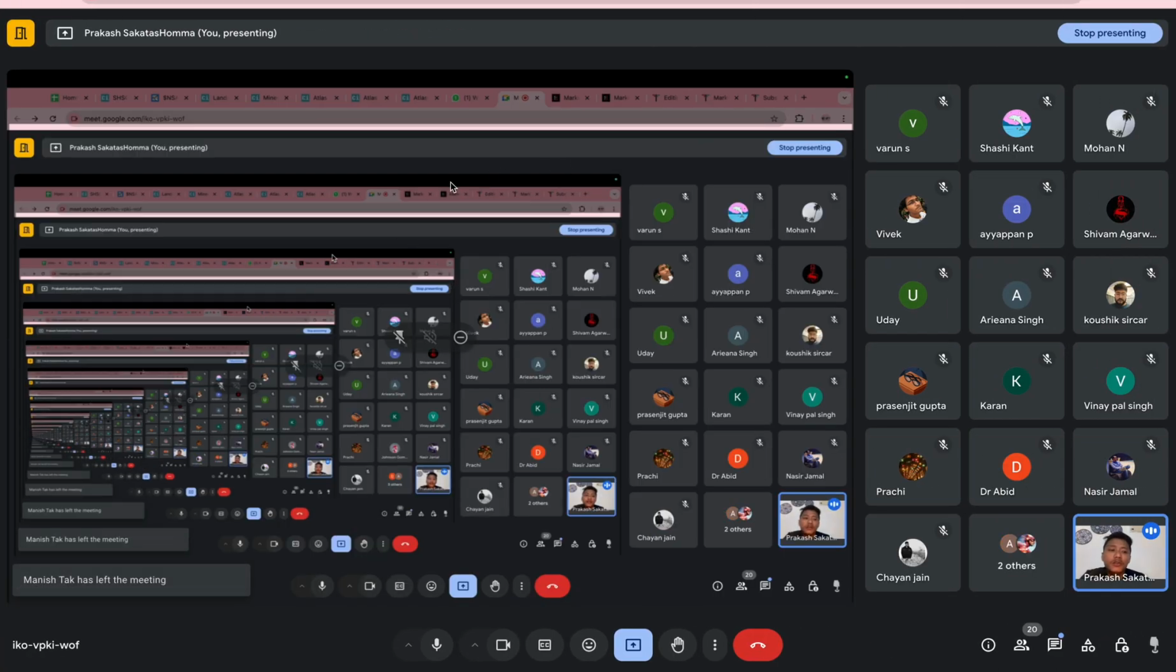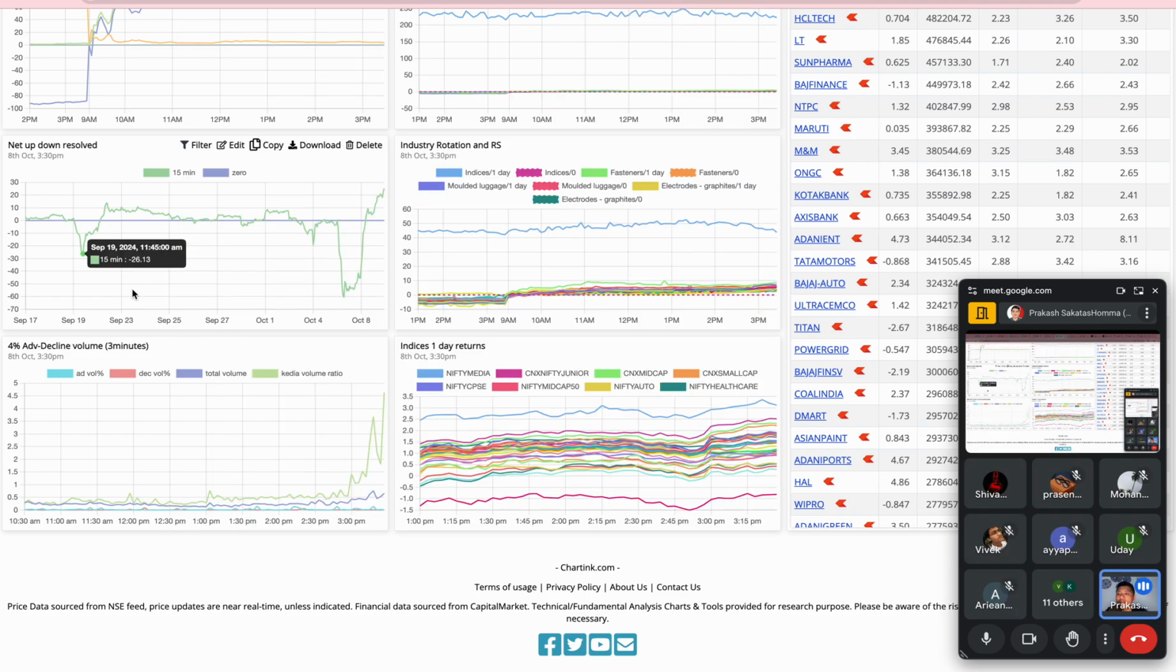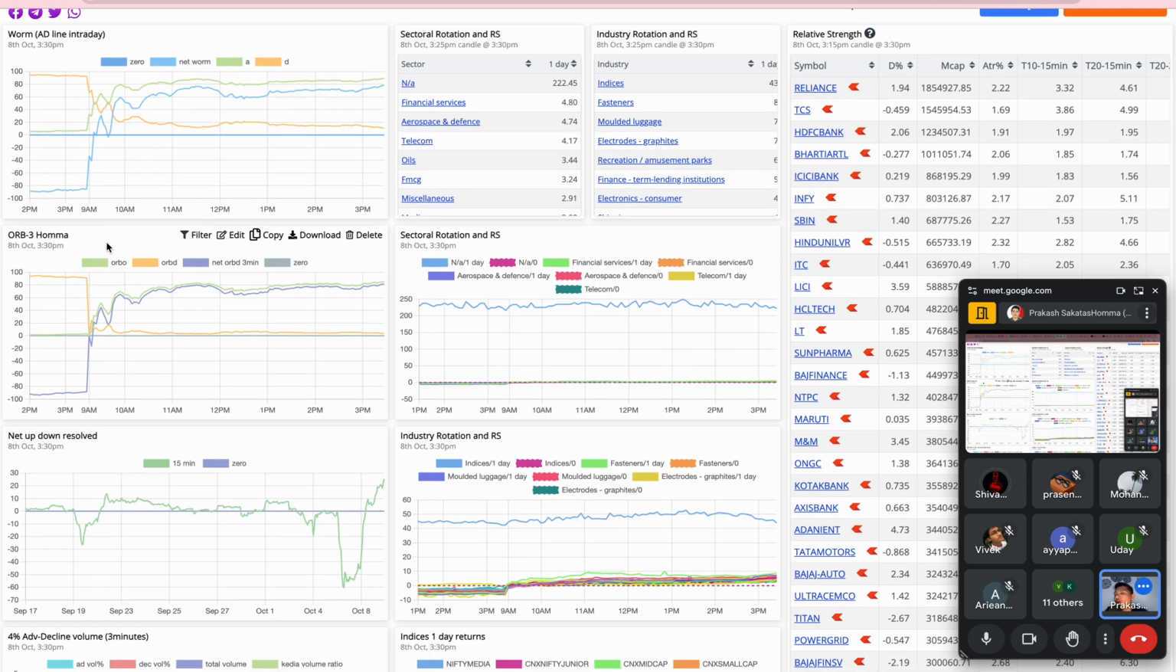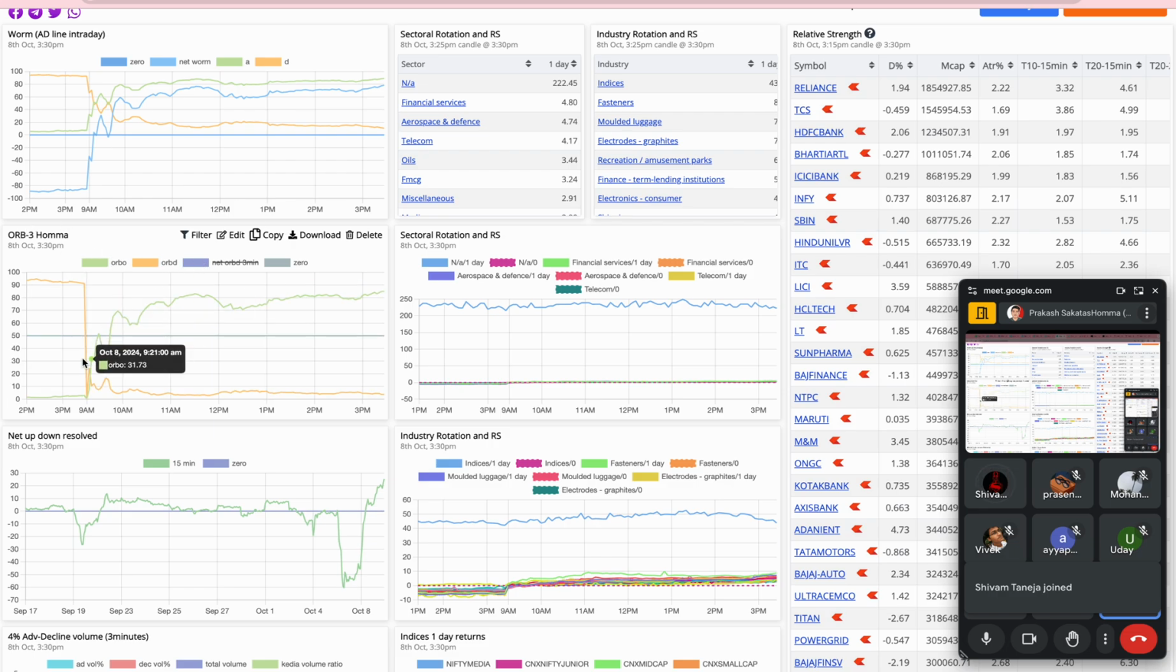And then the second thing is, okay, fine, the indices are looking bullish, but is this action a market-wide action, right? That's where we go for looking at breadth, and this dashboard will give you that action. These two are basically the primary breadth indicators, which tell me net up down increasing, and your ORB plots increasing. So this would basically tell.